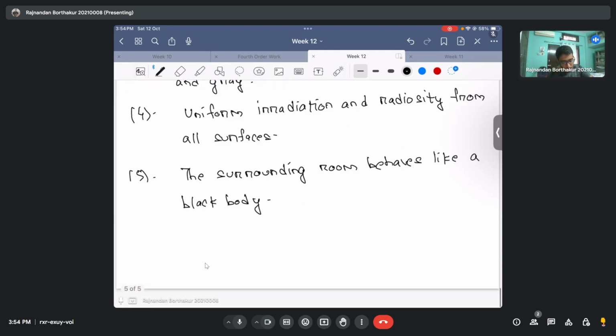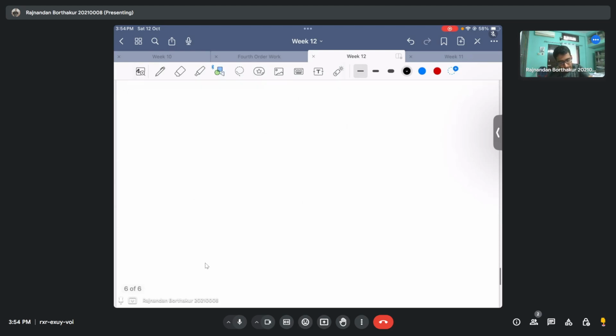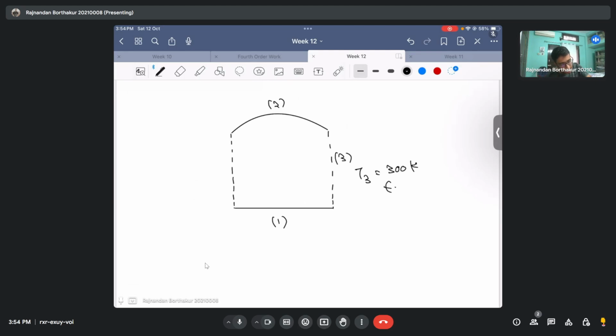Having said this, we can now redraw the picture here: there is an absorber, and there is a heater. The absorber is termed 2, the heater is termed 1, and I can represent my surrounding as a third surface, which I'll call 3. It has a temperature T3 equal to 300 Kelvin, and epsilon 3 is now just equal to 1, meaning that my surrounding is large enough to behave like a black body, having emissivity 1.